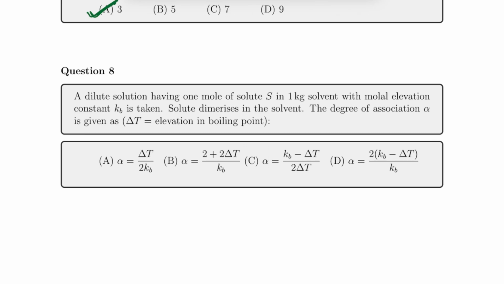Now number 8 is from liquid solution, where you have twice S, and you will be finding it to be like S2, and simply 1 minus alpha and then alpha by 2 you have to proceed, and delta TB is equal to KB i into m. So you need to find your i in terms of alpha, and accordingly you have to express alpha in terms of kb delta t, right? And you will be getting it as Delhi.